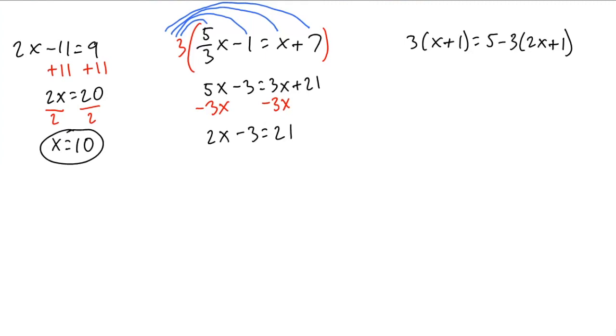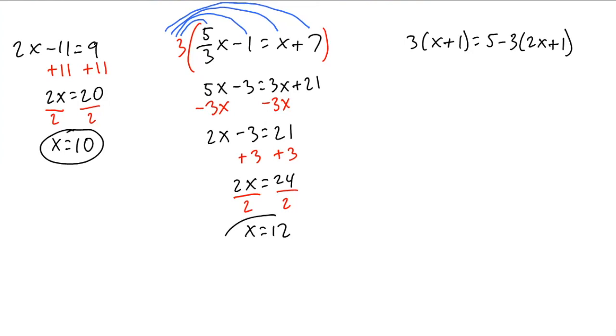Now it's a two-step equation, minus 3, so we add 3 to both sides. 2x equals 24. Divide both sides by 2. And we get x equals 12.